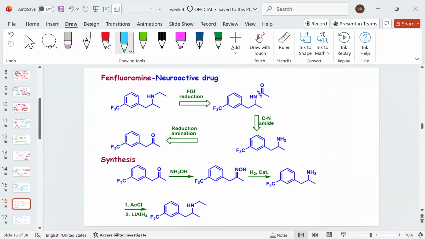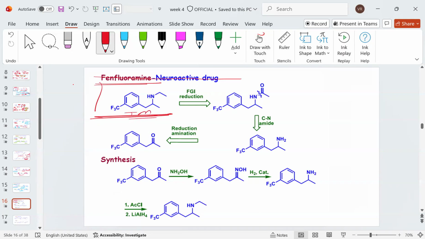Okay, this is the next example, very similar. I believe there is no need to discuss this one in detail, but I will just show it very quickly. This is fenfluramine, a neuroactive drug. Ignore the names given for these molecules and just focus on the retrosynthesis for this topic. So this is our target molecule, right?